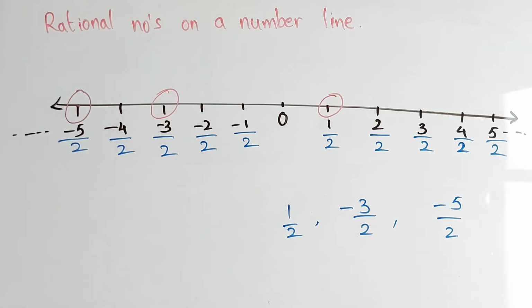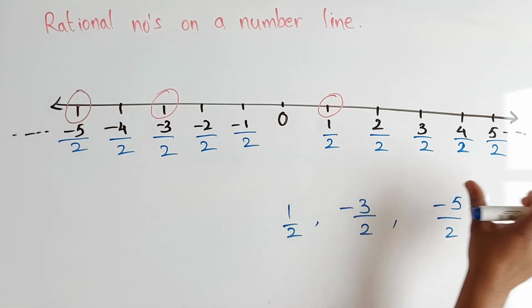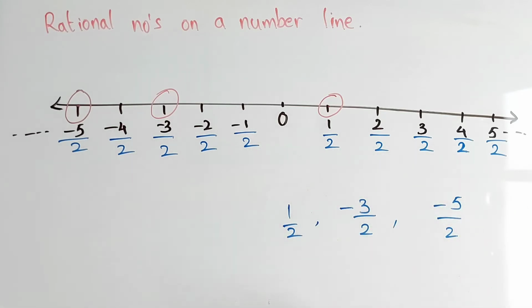Correct children? If you have 1 by 3, minus 3 by 3, minus 5 by 3 also, take the same denominator. Take the same interval and the same denominator and represent the rational numbers on the number line like this.